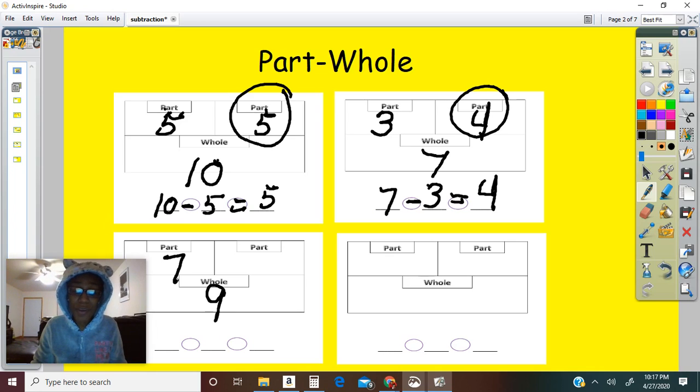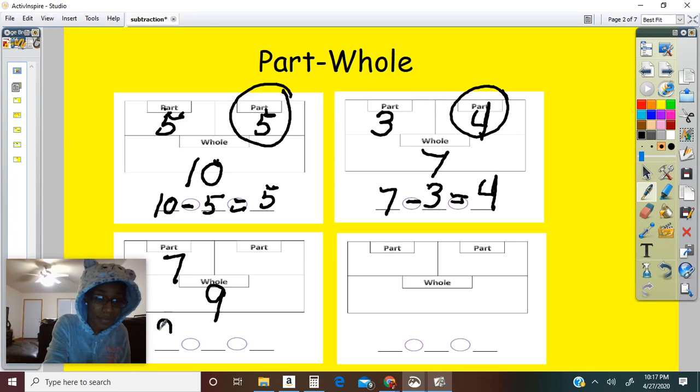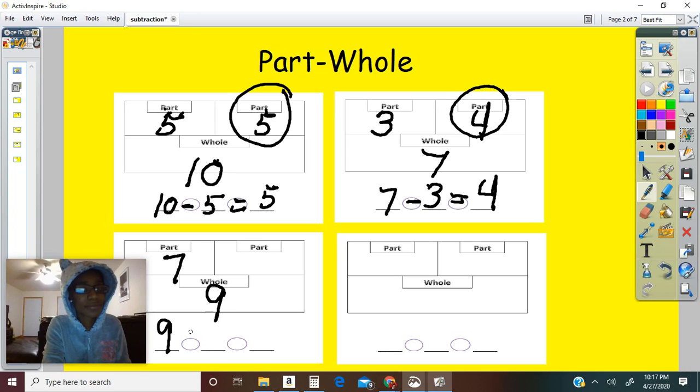Remember, always start with your whole number first. 9. What do we need next? You got it, our minus sign. Then what goes after that? The first part, which is 7. What goes next? You've got it, that equal sign. So here's our number sentence. 9 minus 7 equals.